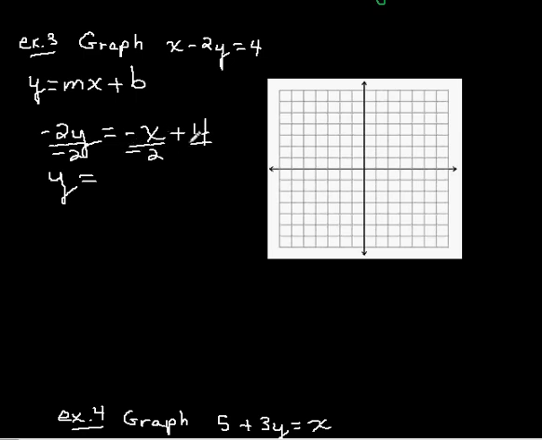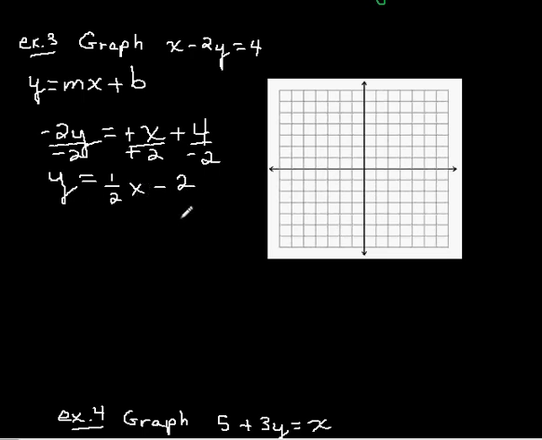See how I'm doing that? So here, I'm not going to leave it in that form. I'm going to make it, these are going to be positive, right? I'm going to make it 1/2 x minus 2. Instead of putting x over 2, it's the same thing as 1/2 x. Now I have everything I need to graph it.